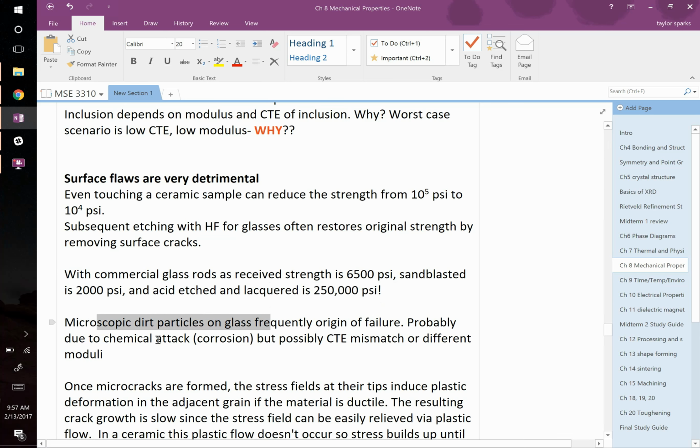Now, why? It could be a chemical attack. It might be a CTE mismatch, right? As this thing stuck to it and then expanded at a slightly different rate. Any of these things are causing you to have a failure point on the surface.